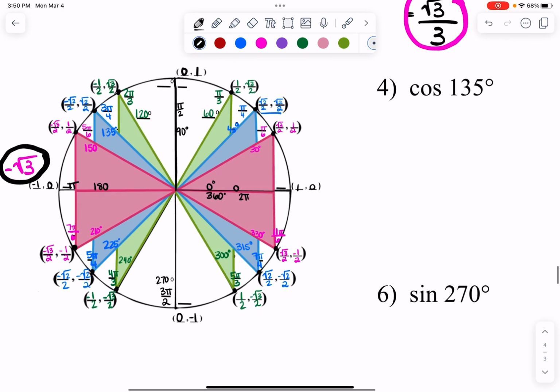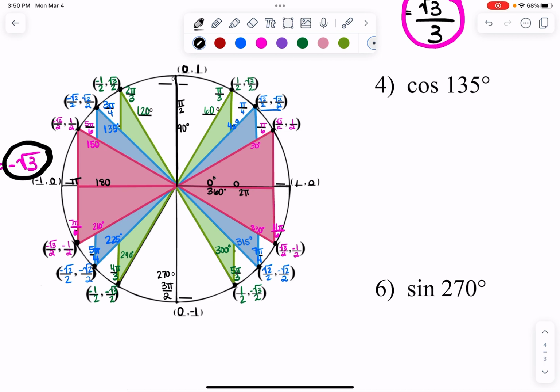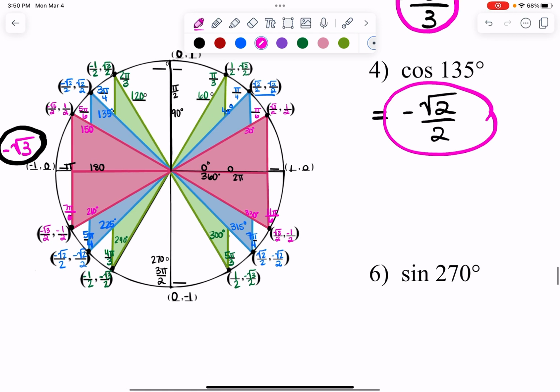And we can do the same thing with the next ones. So cosine of 135, find 135. Look at our coordinate. Cosine is x, so this will just be negative square root of 2 over 2 as our answer. We can already do sine of 270 right where we're looking at it. Find 270. It is down here, so we're looking here. Look at our y coordinate, which is negative 1.